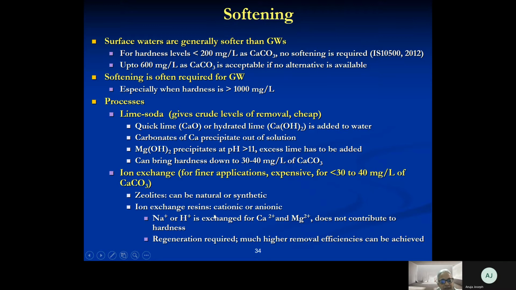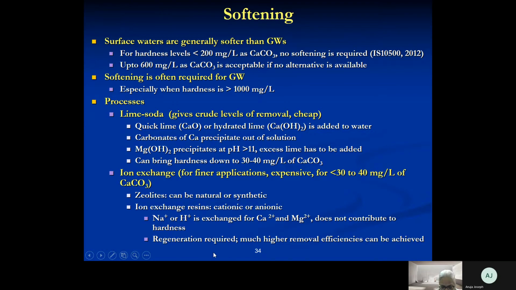So this ion exchange is where sodium ions or protons are exchanged for divalent calcium and magnesium. So it's 2 for 1, obviously, because again, the charges have to be maintained. These protons and sodium ions are not going to contribute to hardness. Because what is hardness? Hardness is due to calcium and magnesium. It is not associated with any other ion. So you automatically get removal of hardness.